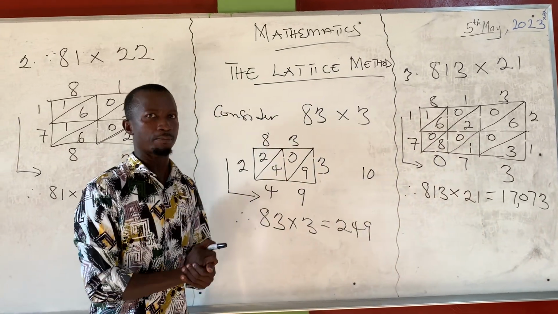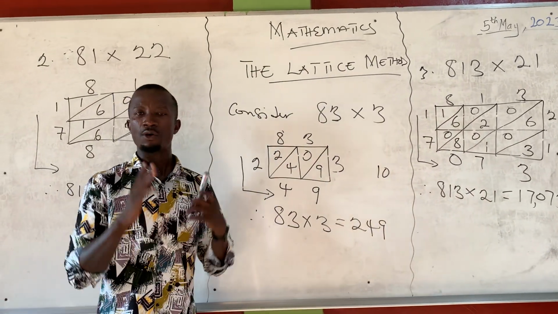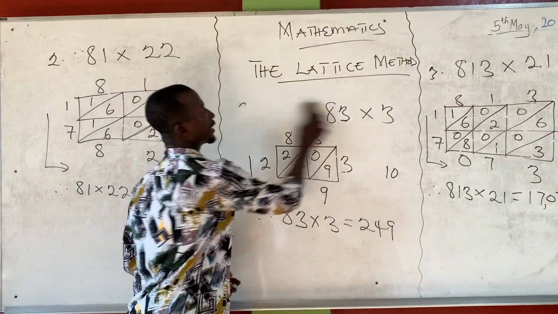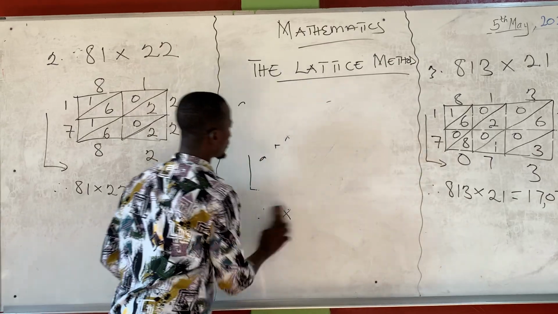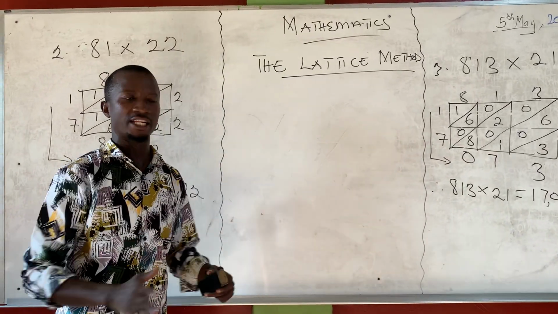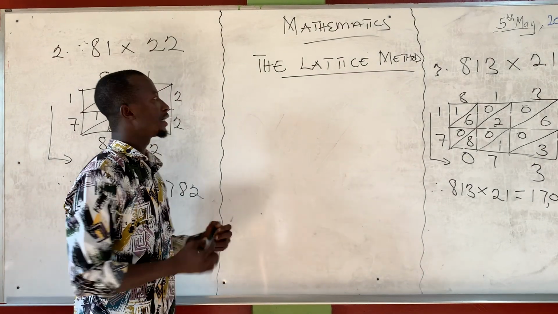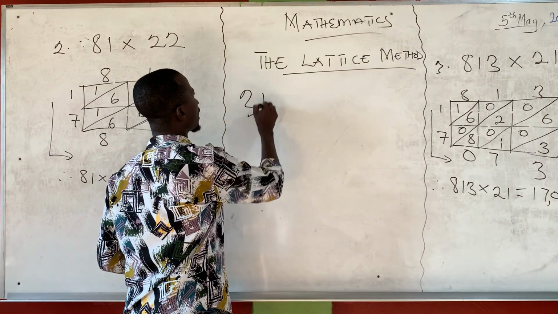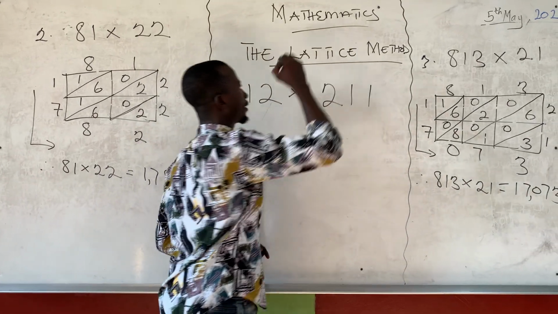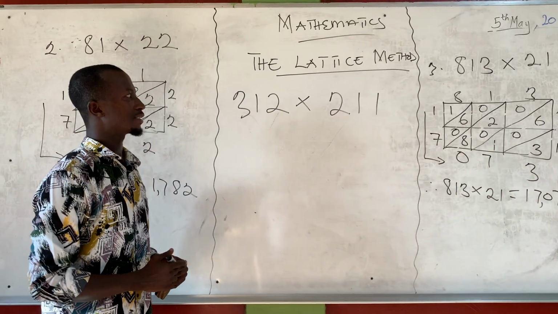Let's take our last example, after which I will give you more examples to try whilst you are at home. So let's take our last example. This time now, I'm going to pick 3 digits by 3 digits. So let's take 312 multiplied by 211. 3 digits by 3 digits.